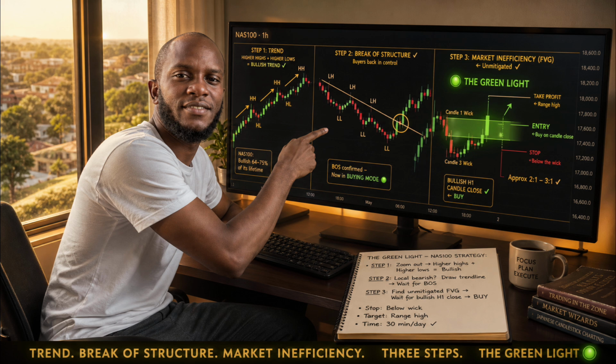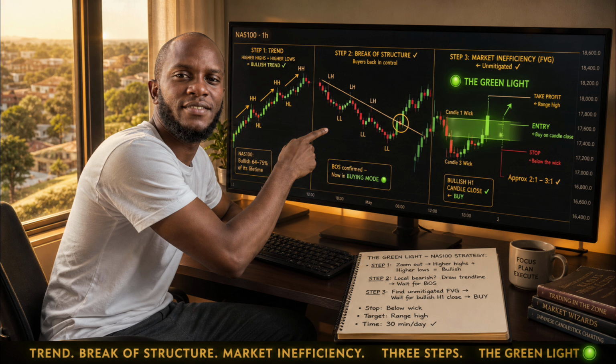Use the rectangle tool to mark the recent bullish range. Inside the range, look for the unmitigated FVG. Mitigated means price already filled it, that zone is done. Unmitigated, price hasn't touched it, that's the one. Wait for price to return inside the inefficiency zone. Bullish 1 hour candle close, never trade the wick alone. Buy on the candle close, stop below the wick, range high the target. 3 steps complete, the green light, simple, don't despair.